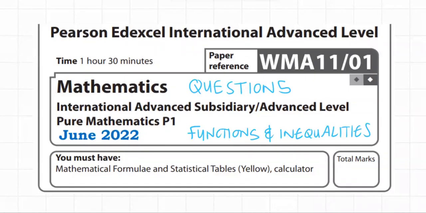This is the Pearson Edexcel IAL, Pure Math 1, June 2022. Question 5, I already did a previous video, so I just want to do another video for this question 5, dealing with quadratics, specifically with the quadratic function. So let's take a look.